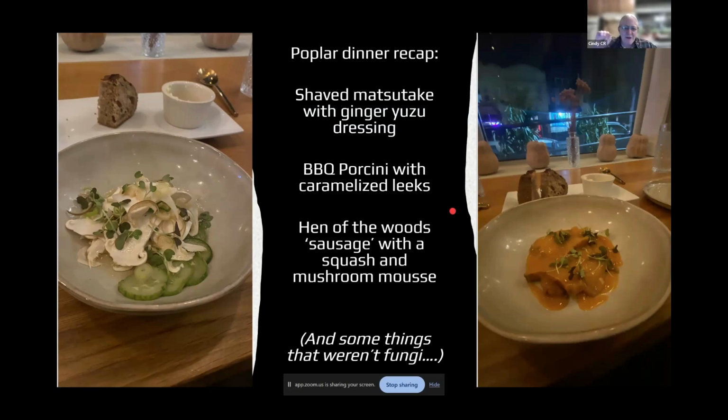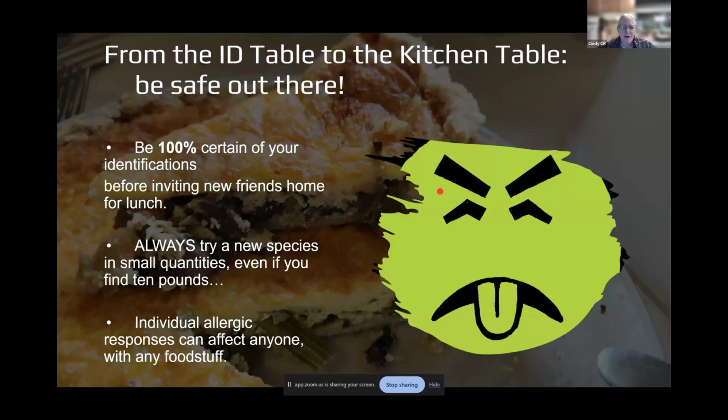All right, one more slide from me, and then we'll pass it back to Barbara. Just my standard note, be safe out there, people. Make sure you know the first name and the last name of your new friend from the forest before you invite them home for dinner. And even if everybody says this species is safe to eat, you may be allergic to it because some people are allergic to really common foods: strawberries, bananas, peanut butter, milk. And individual mushroom species can be individual allergens as well.